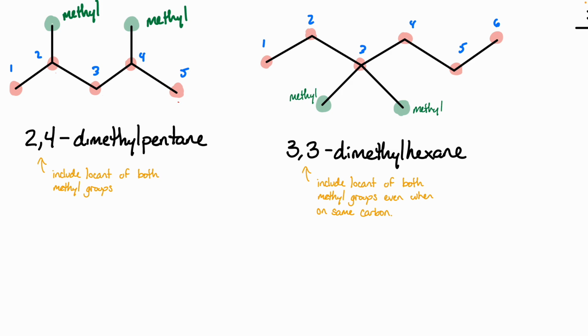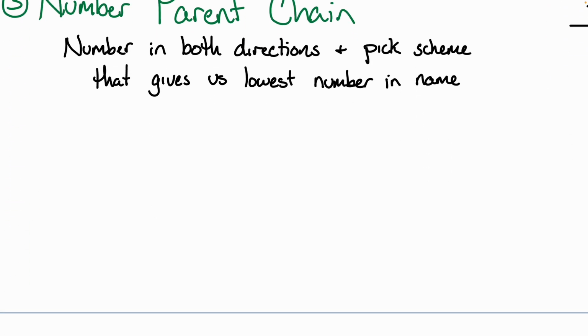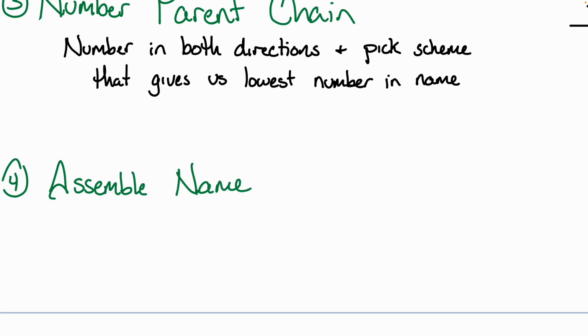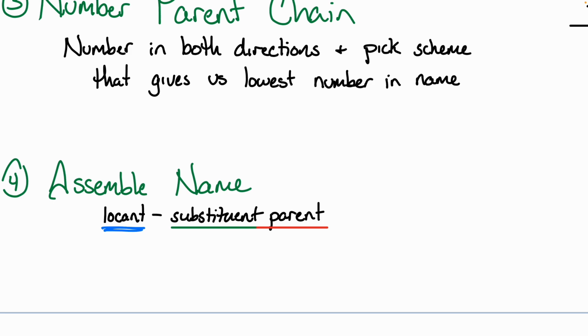Okay, so our last step, and we've been doing it all along here, but let's just say, because we're going to add a new rule, last step in numbering is just to assemble the name. And what we've seen thus far is it always goes locant dash substituent and then your parent. Right, all run together as one.